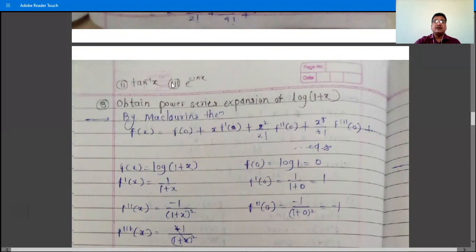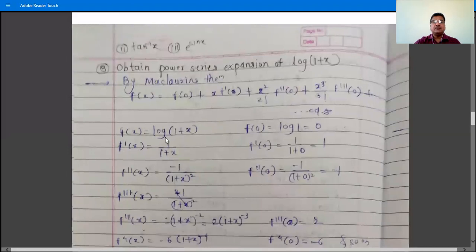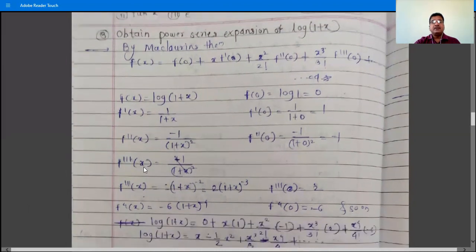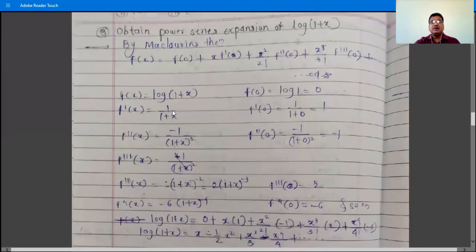Now f(x) is the function log(1 plus x), and the value at 0: f(0) is log(1 plus 0), which means log 1, and log 1 is 0. Then f dash x is 1 by 1 plus x, the derivative of log(1 plus x). Then f dash 0 is 1 by 1 plus 0, which is 1. Then f double dash x, the derivative of 1 by 1 plus x, is minus 1 by (1 plus x) whole square into the derivative of 1 plus x, which is 1. Then f double dash 0 is minus 1 by (1 plus 0) whole square, which is minus 1.